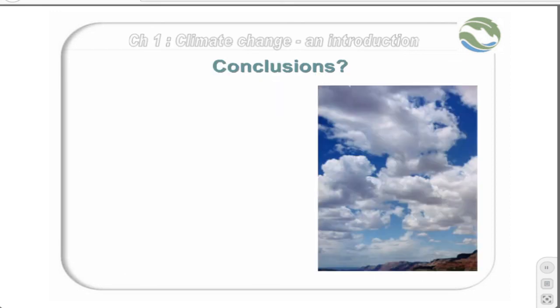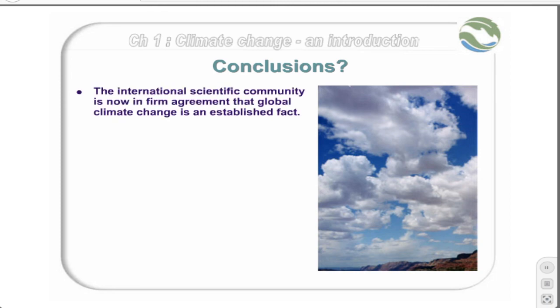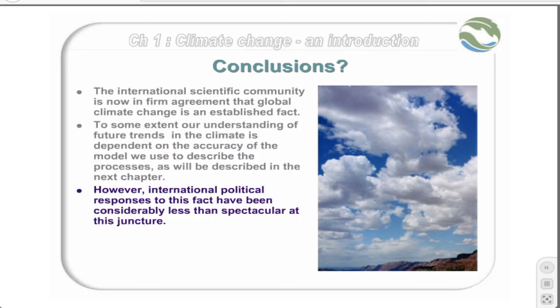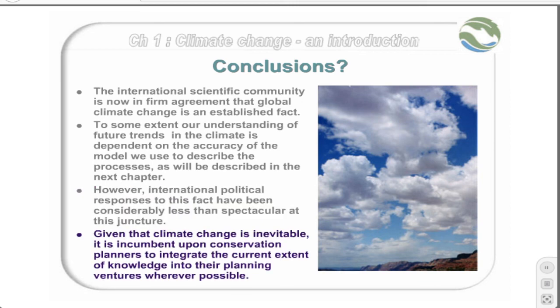So what conclusions can we draw from all of this? The international scientific community is now in firm agreement that global climate change is an established fact. However, international political responses to this fact have been considerably less than spectacular at this juncture. To some extent, our understanding of future trends in the climate is dependent on the accuracy of the model we use to describe the processes, as will be laid out in the next chapter. However, given that climate change is inevitable, it is incumbent upon conservation planners to integrate the current extent of knowledge into their planning ventures wherever possible.